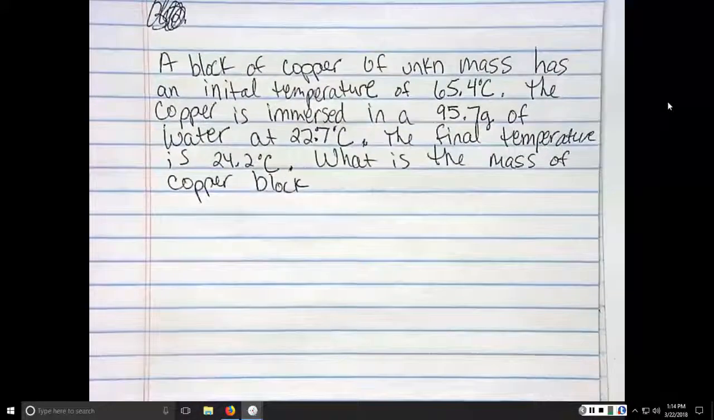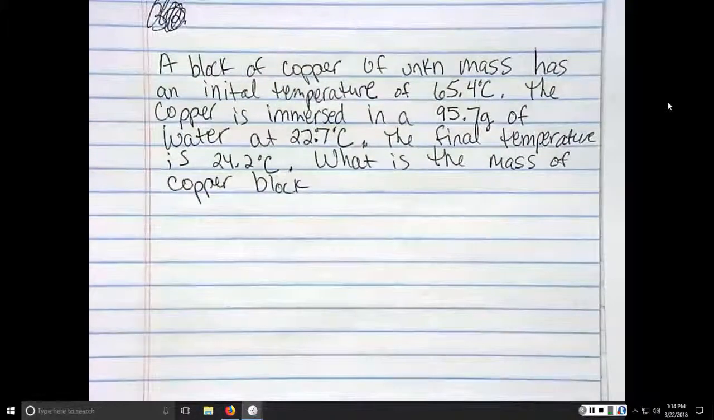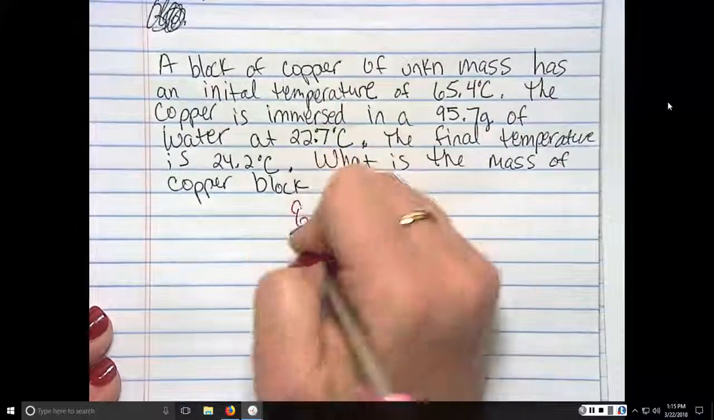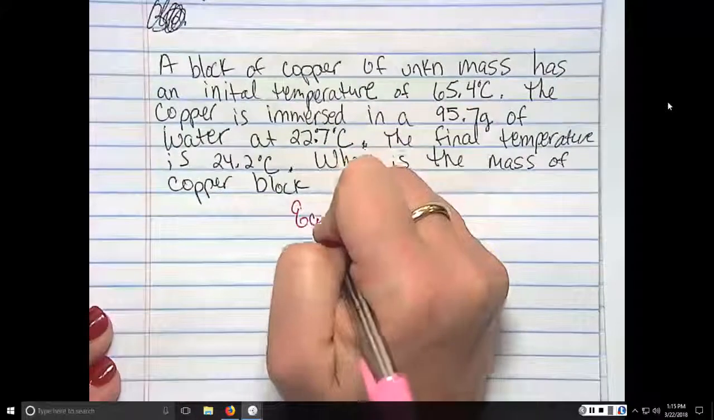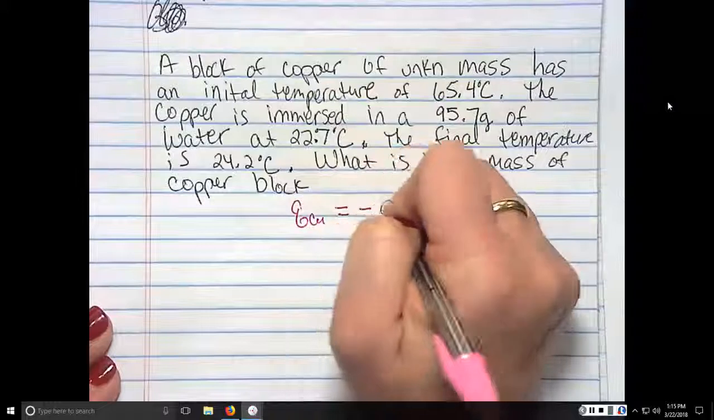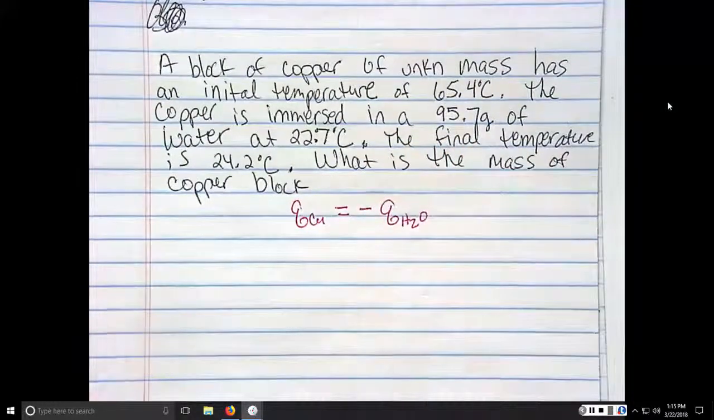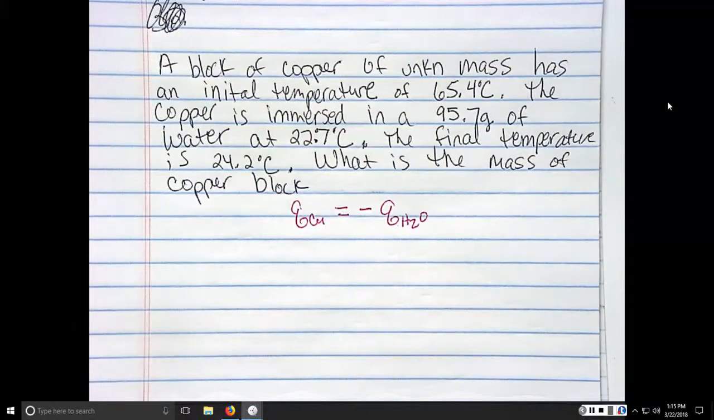Okay, I'm going to start you guys off with a hint. There's your hint. That's your equation. There's your wrench. I gave you the wrench. I'm just not going to tell you how to use it. Okay?